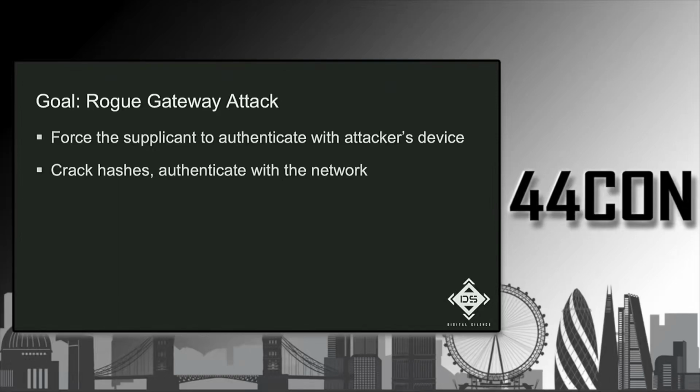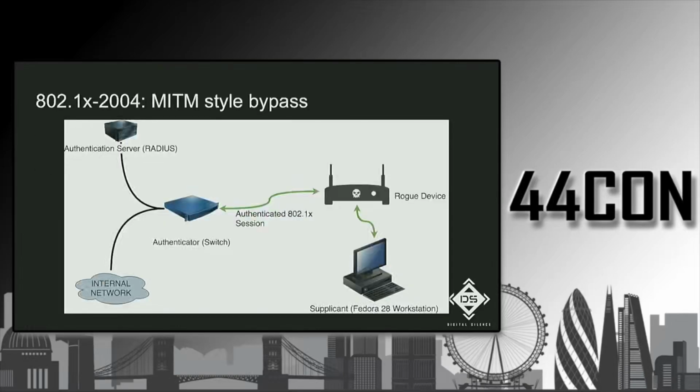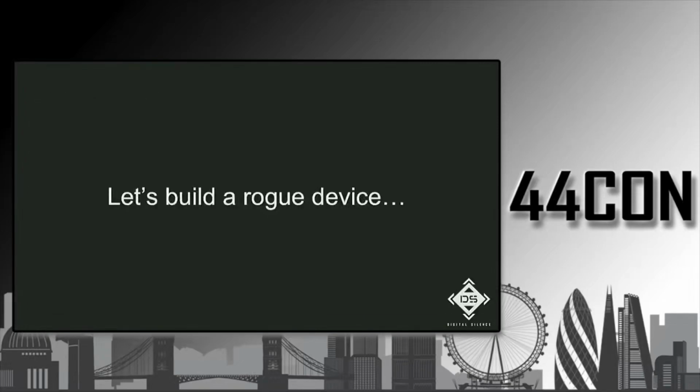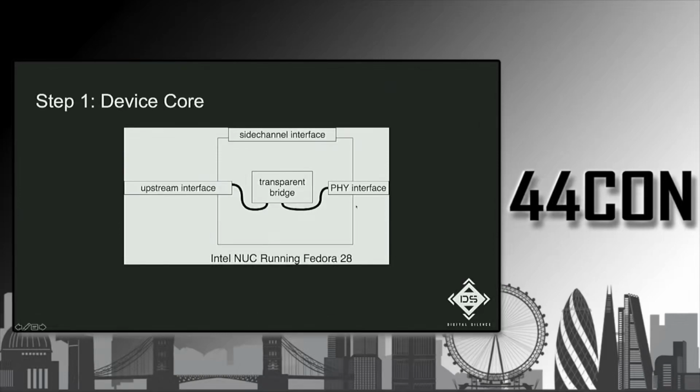You can't use the traditional rogue AP attack that would work in a wireless environment. With that said, if we look at 802.1X-2004, the bypasses that affect that take kind of a man-in-the-middle style approach. You see we're inserting the device directly between the authenticator and the supplicant. In this case, we can't really do that, so we're going to be basically coming up with a way of stealing credentials so we can authenticate directly with the switch. So let's talk about how we build a rogue device to do that.